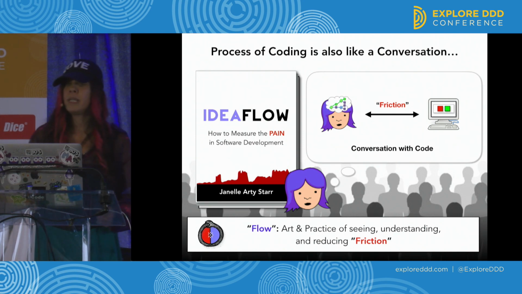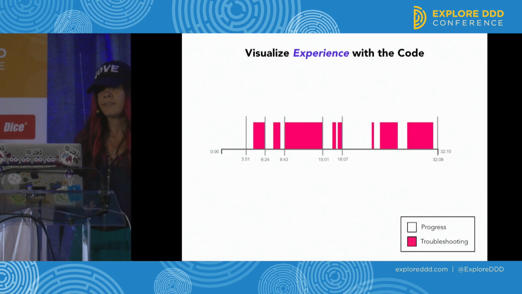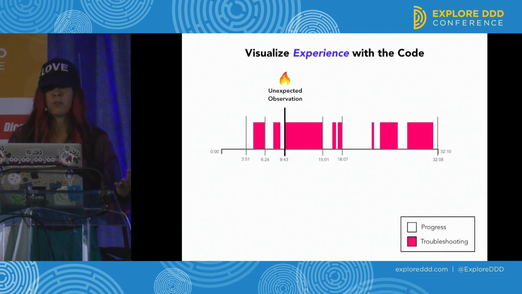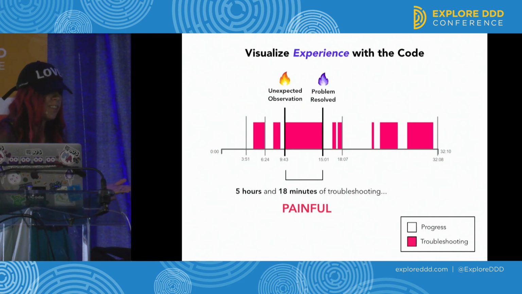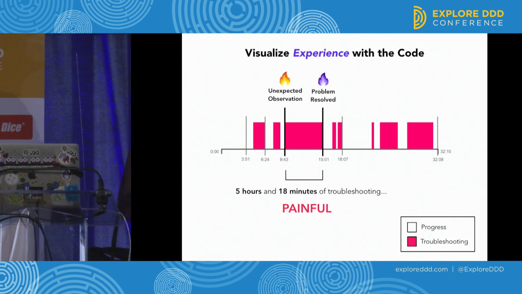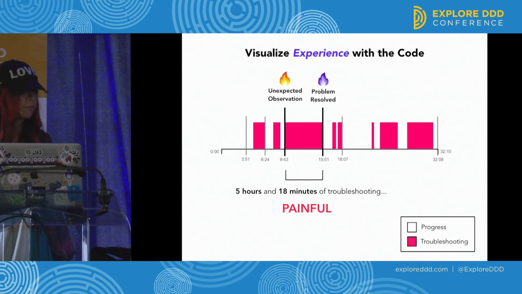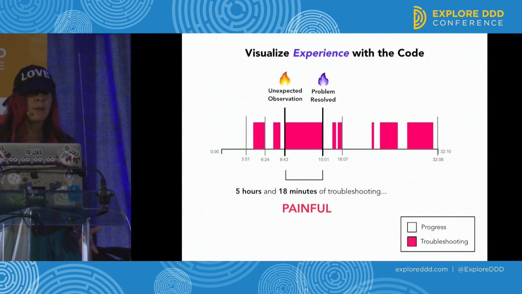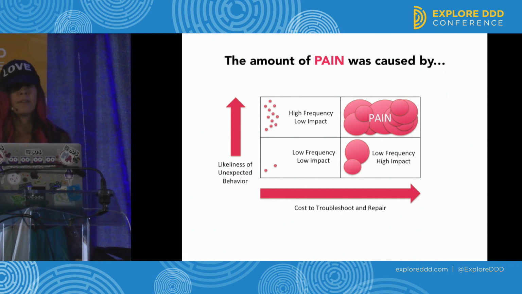And the way we started doing this was visualizing our experience with the code with a tool like this. So for example, when I hit an unexpected observation, and then eventually the problem is resolved, this is 5 hours and 18 minutes of troubleshooting. Would you all agree that's pretty painful? So this became kind of our definition of pain that we wanted to figure out how to reduce. And if we wanted to understand that, we needed to understand the cause. And so as we were thinking about this, the amount of pain was caused by two factors, right? The likeliness of something unexpected happening and the cost to troubleshoot and repair those issues.